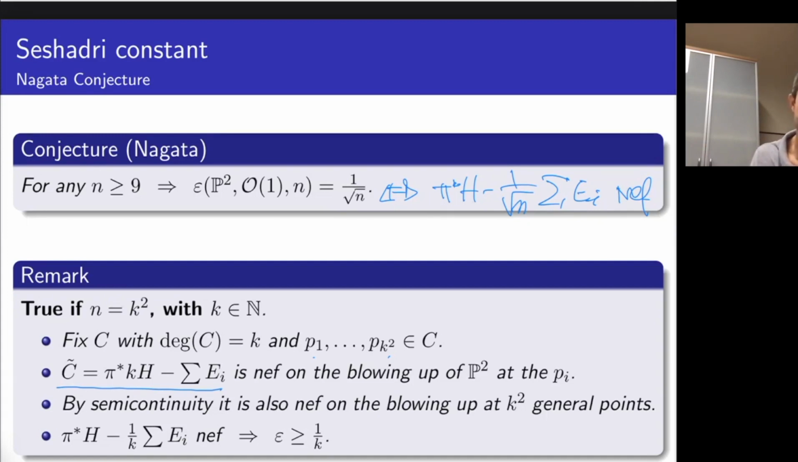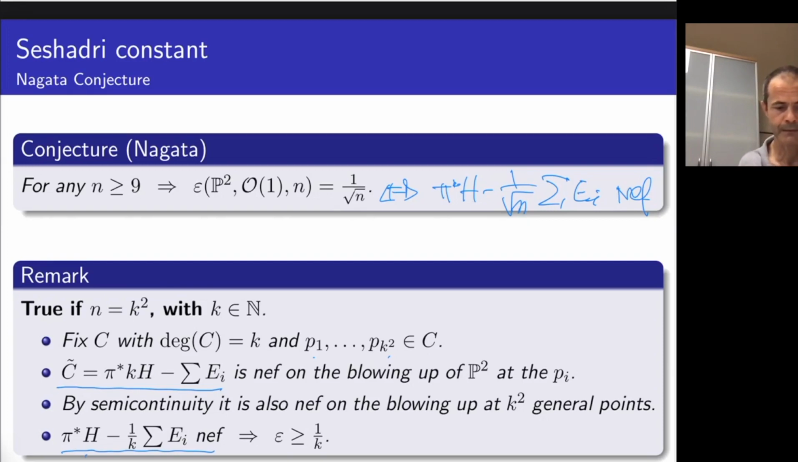Its self-intersection is 0, because we get k squared minus k squared, and it is irreducible, so it is NEF on the blow-up of P2 at these special points. But one can reason now by semi-continuity to deduce that the same class is NEF also on the blow-up of P2 at general points. And this is the content of the Nagata conjecture, because we deduce that this class is NEF, and so the Seshadri constant is at least 1 divided by the square root of n, which is what we have to show.